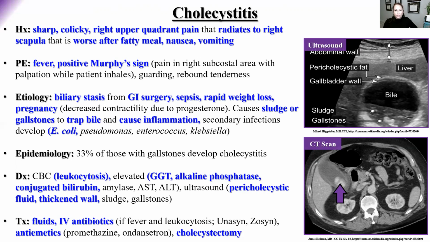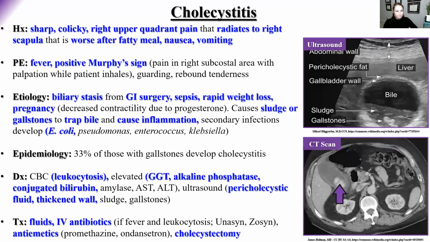Treatment for this, fluids, IV antibiotics if they have fever and leukocytosis, so Unasyn or Zosyn, so high-hitting ones, antiemetics to help that nausea and that vomiting, and then cholecystectomy. So the definitive treatment for all of this is to take it out, but you want to treat the potential infection before you do that because you don't want to take out an infected gallbladder and then have that spread.